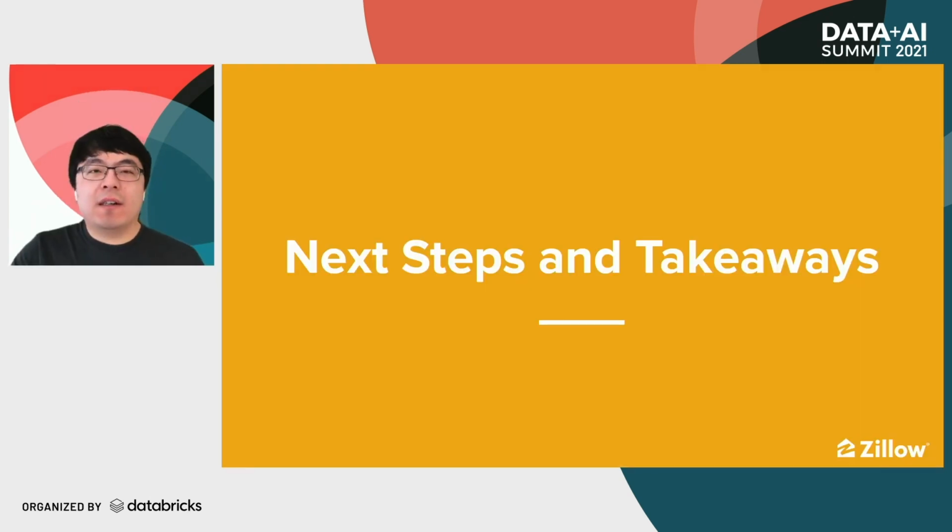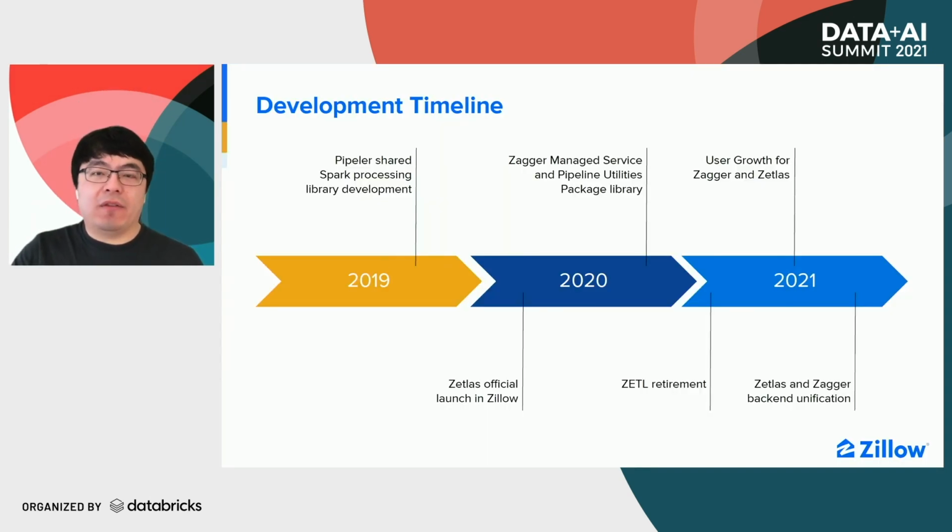Thanks, Derek. We started the self-service ETL platform development process back in 2019. The overall development process can be decoupled and divided into two parallel sub-processes. One is for Pepper, which is a shared Spark processing library, and the other is for the service, which renders the logic based on the processing library, like Zetless and Dagger.